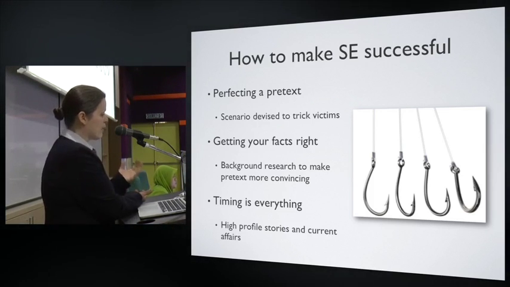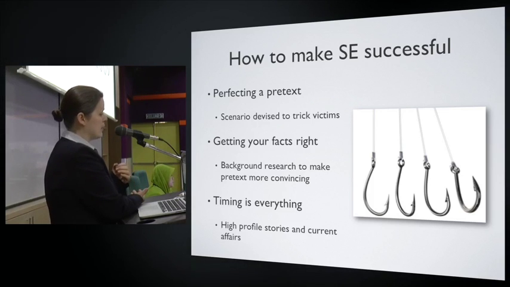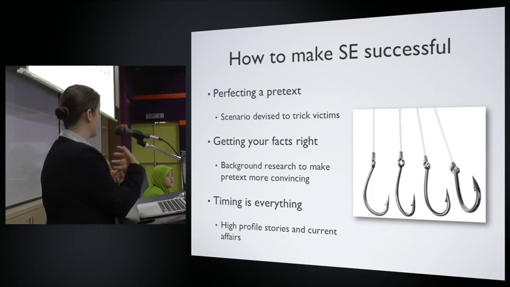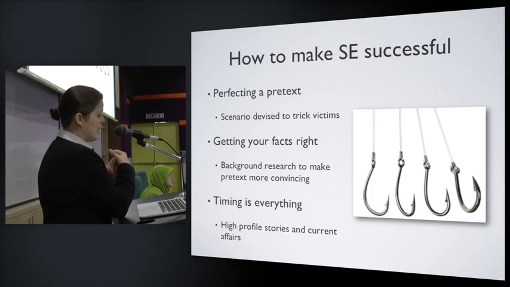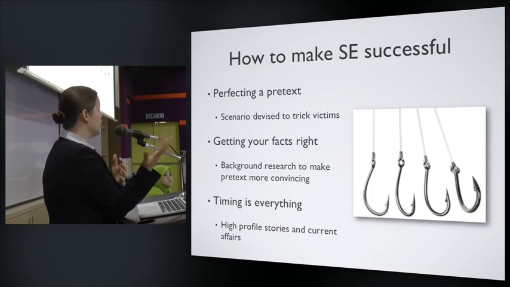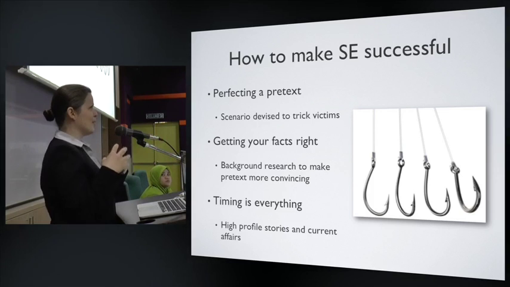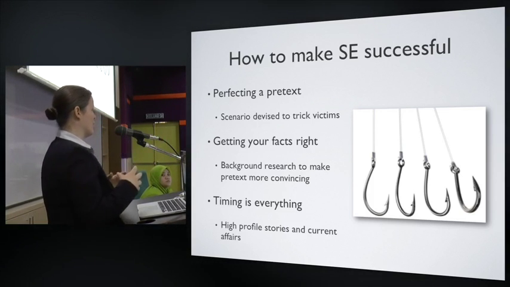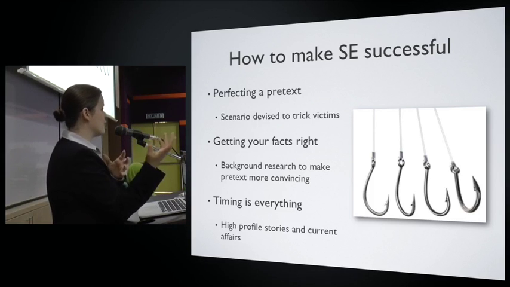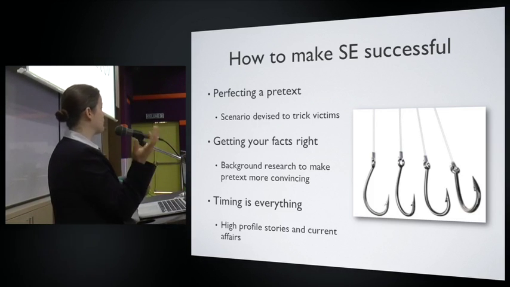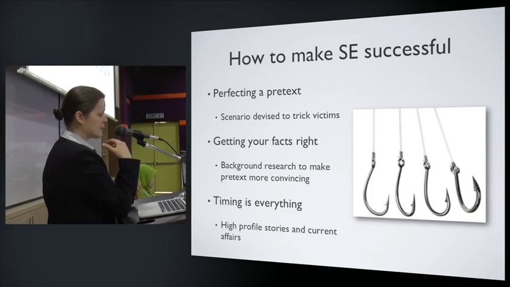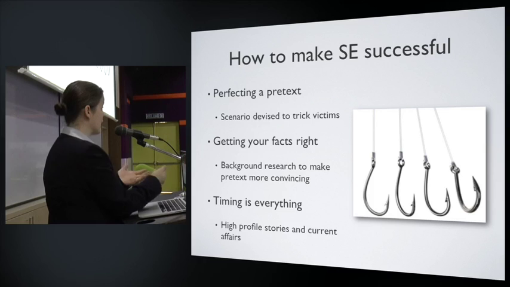Looking at the characteristics, first of all, you need the perfect pretext. Pretext is the scenario that you devise in order to trick victims. What would that be? If you are trying to target people by email, it could be, let's say, the Nigerian scams. The very rich relative that wants to transfer information into your account and is just looking for some kind person to not let this fortune get lost, or something like that. So it's the scenario that somebody thinks up in order to get you to do what they want.